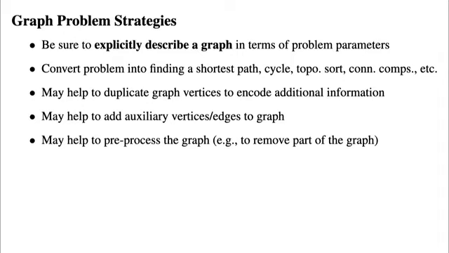And so these are all really common strategies that we have. Duplicating the graph, adding auxiliary vertices or edges to the graph. I don't know the context in which we add edges, it's an interesting question. And then pre-processing, kind of filtering out the graph or transforming it in some way to give it properties that will allow us to solve the problem better.